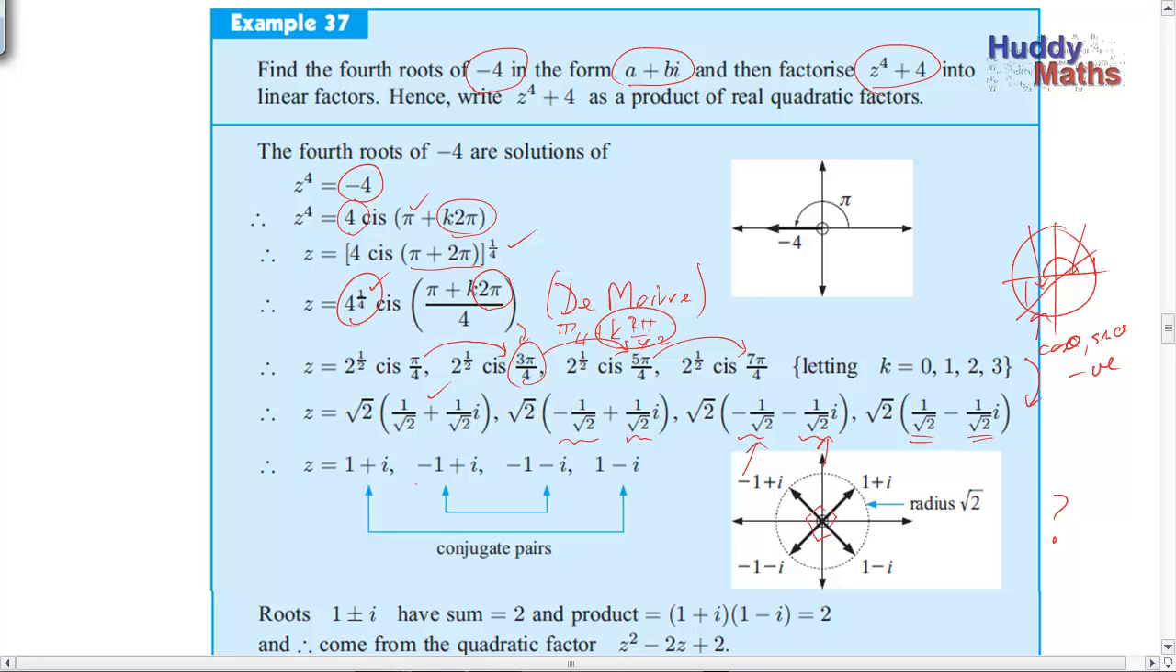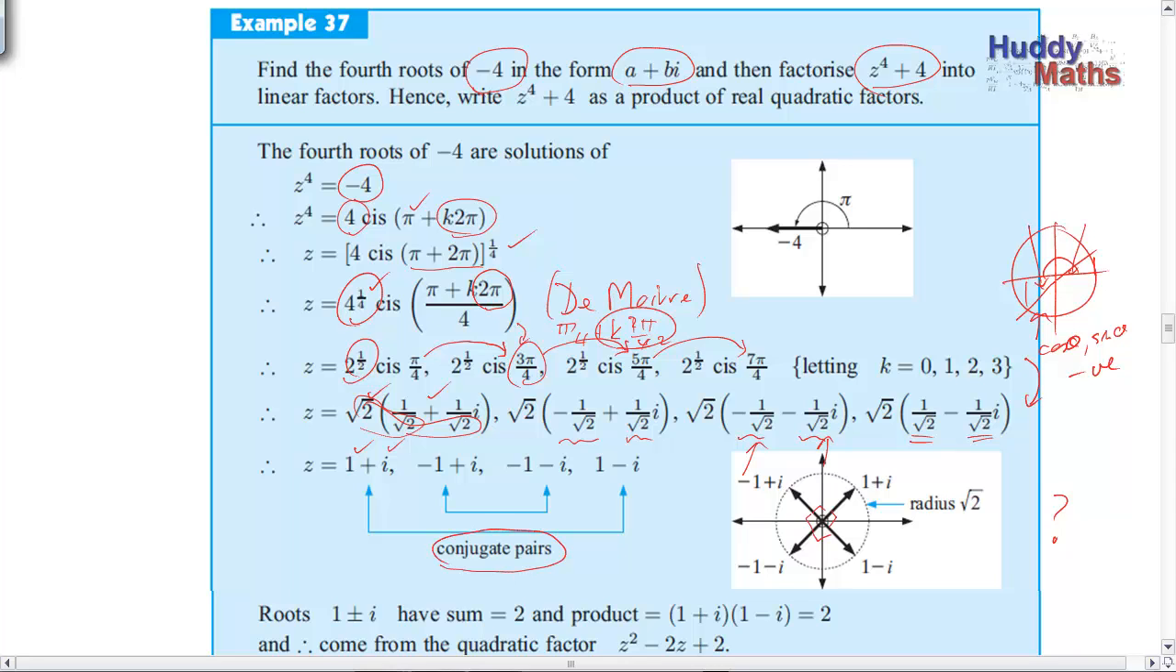4 to the 1/4 is 2 to the 1/2, if you like, and root 2 is the answer to that. So that goes out the front, and we've got some cancelling here when you multiply that out. So we've got 1 plus i, neg 1 plus i, neg 1 take i, 1 take i. And here they're bringing up that point, conjugate pairs.